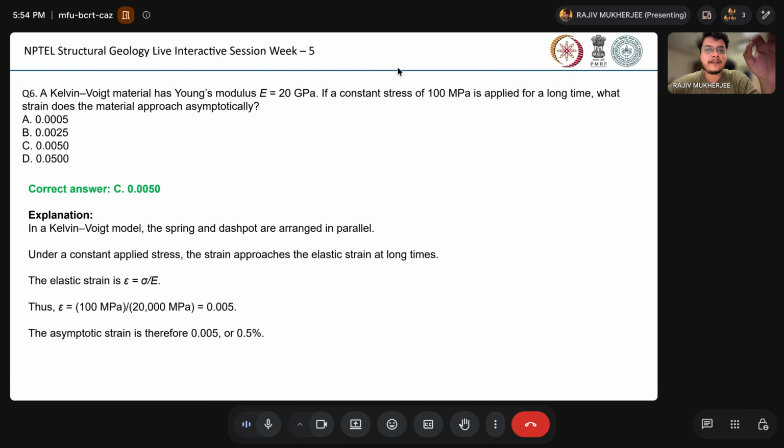So in a Kelvin-Voigt model, if you hold the stress constant, the strain will relax and eventually come up to its elastic strain. So it will try to recover, right? And this recovery will take only up to the elastic limit. The elastic limit can be calculated simply by applying Hooke's law, right? From Hooke's law, the strain is equal to the ratio between the applied stress and the Young's modulus, right?